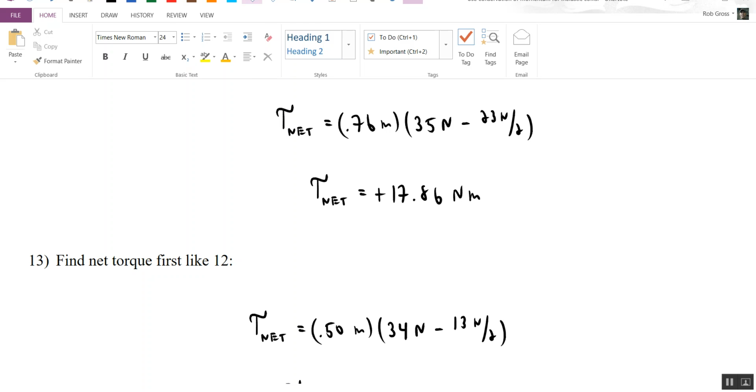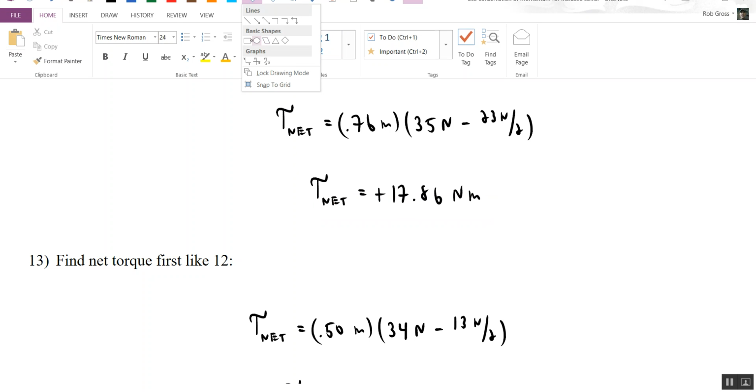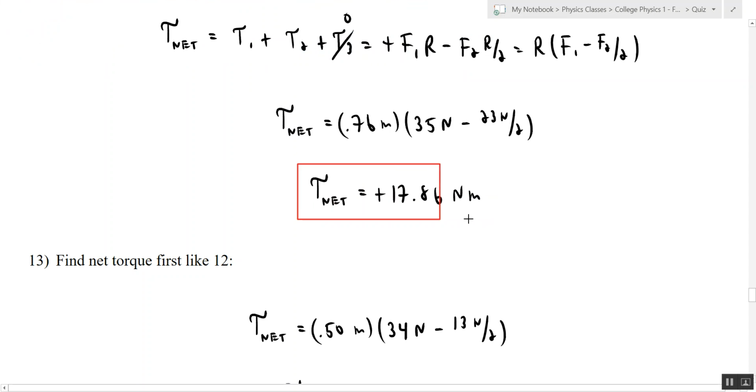So 13 is the same setup as 12, so you can do the same thing to find the net torque. I don't know what's going on here with my boxes. Something's not working right. All right, that's better.